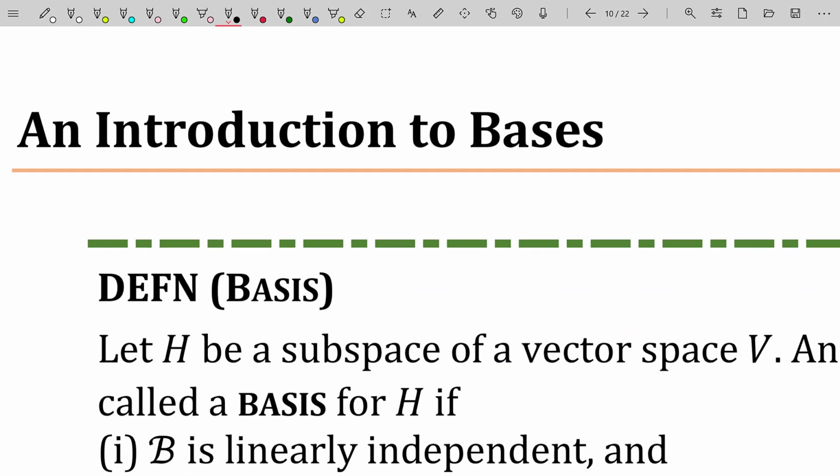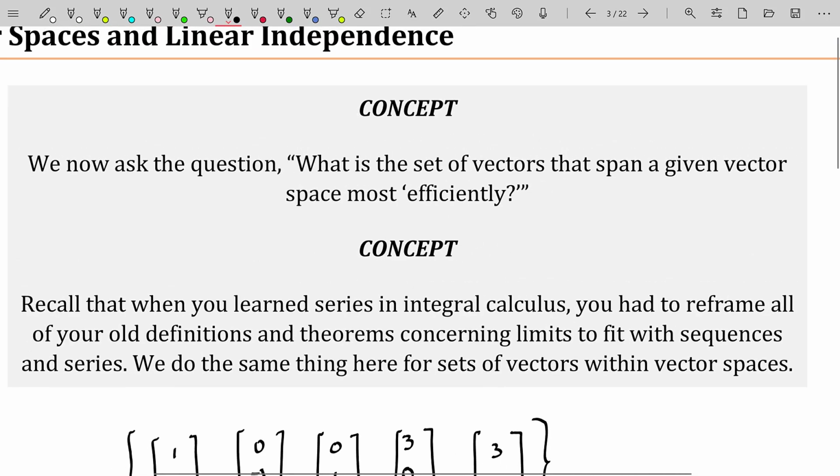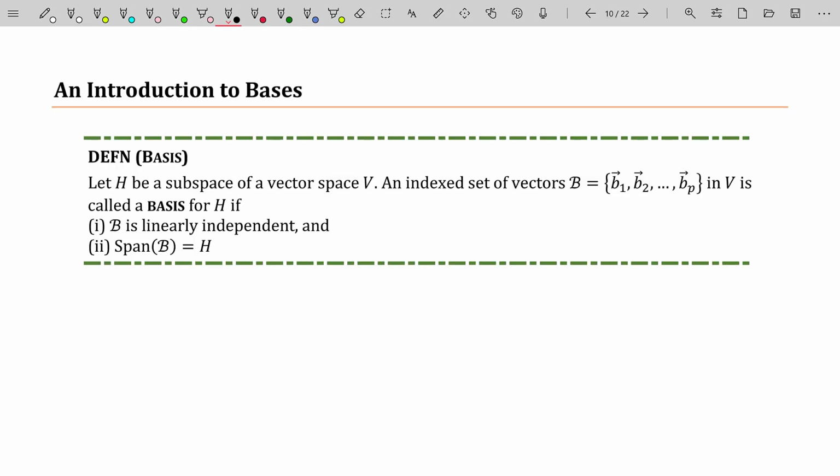Now, if you didn't watch my last video, I just want to draw your attention to the very first concept I mentioned in that video, which is we're now asking the question, what is the set of vectors that span a given vector space most efficiently? That's actually what we're building in this video. That's called a basis for that vector space. But what is a basis?